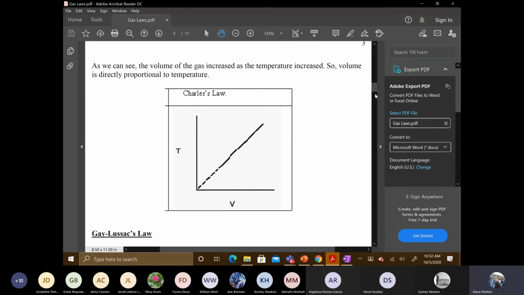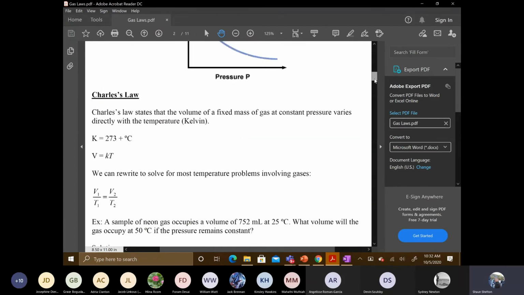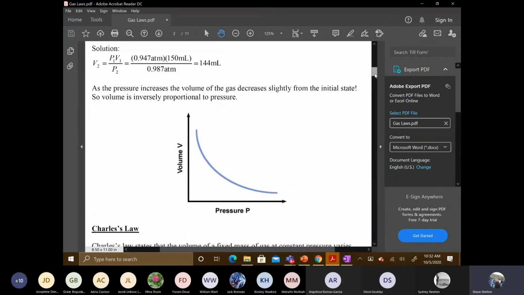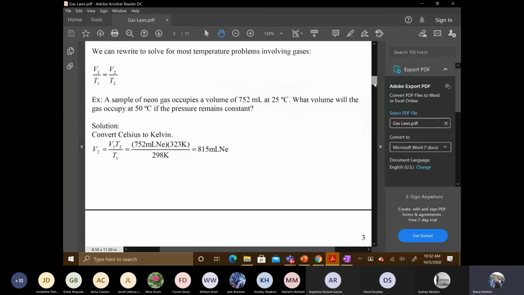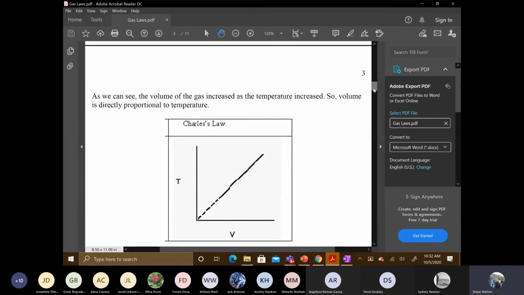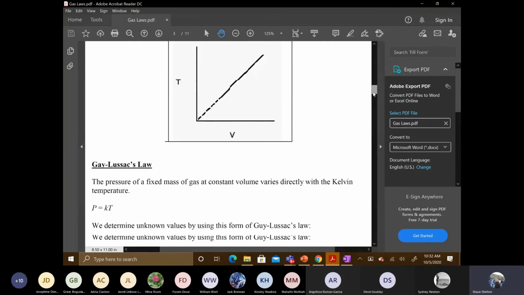As compared to Boyle's law that we talked about earlier, Boyle's law says that the volume is inversely proportional to the pressure. So as the pressure increases, the volume decreases. So you see that exponential decay there. You've got to be careful with these two gas laws so you don't get them confused. So Boyle's is pressure and volume, Charles' is temperature and volume.